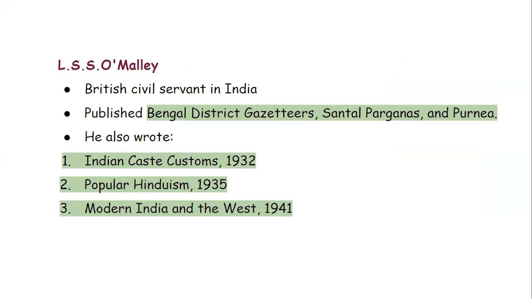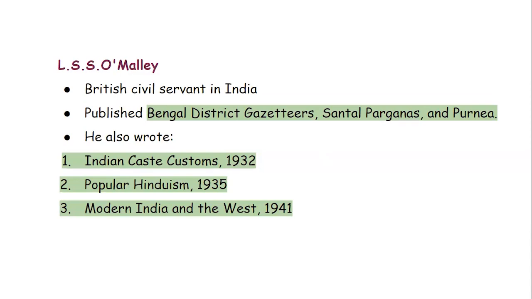He was a British civil servant in India, and he published several books such as Bengal District Gazetteers, Santal Parganas, and Purnia. And he also wrote some books, and these are his major books like Indian Caste Customs, 1932, Popular Hinduism, 1935, Modern India and the West, 1941. So this is all about L.S.S. O'Malley, which has some important points.